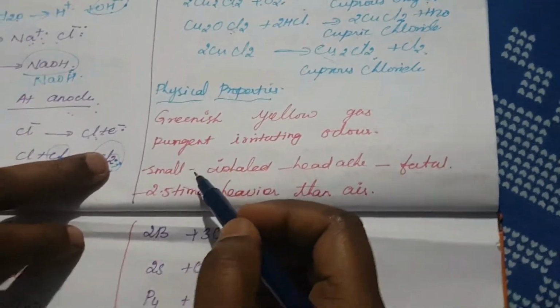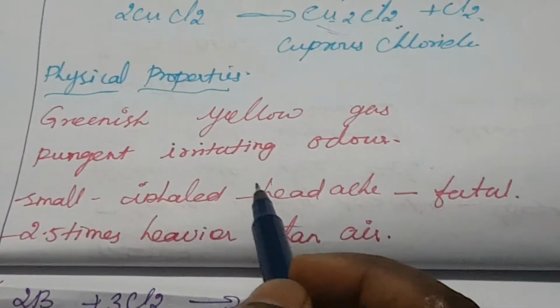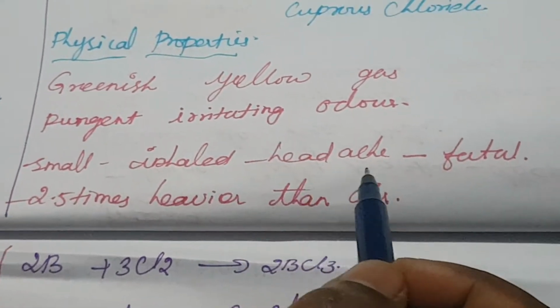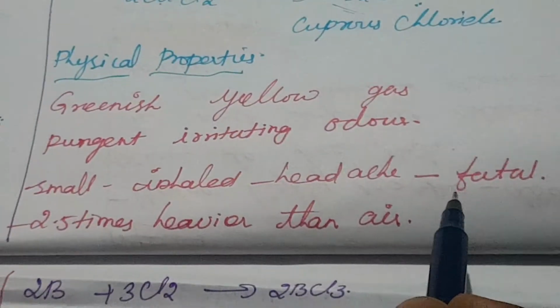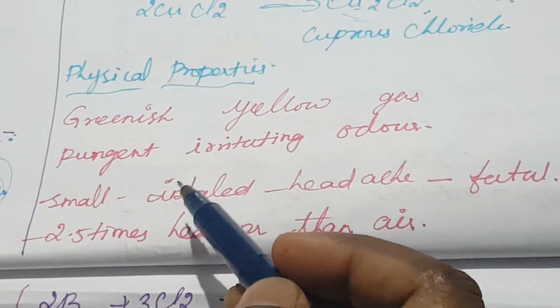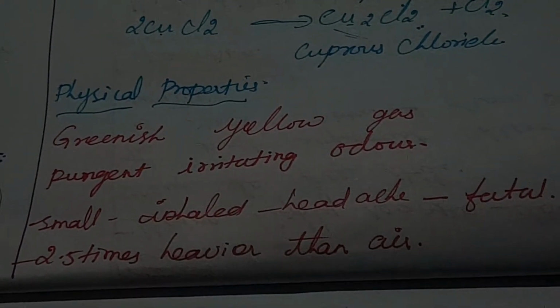If a small amount of chlorine gas is inhaled, what will happen? A severe headache will occur. If a large amount of chlorine gas is inhaled, what will happen? It is fatal immediately, and death will occur. So inhaling a large amount is very poisonous. That is chlorine gas.